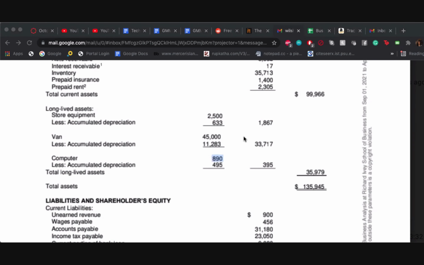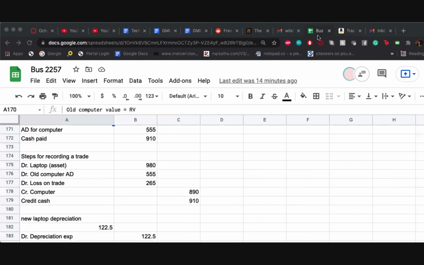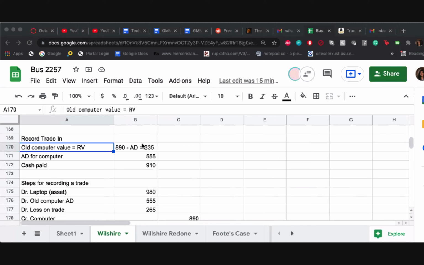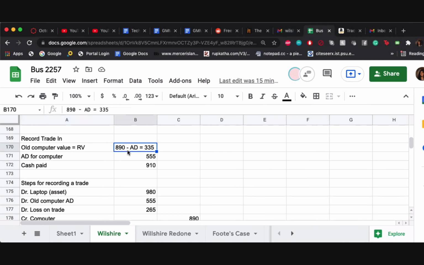Right. So if the value of the computer is 890, then 890 minus your accumulated depreciation needs to equal, at minimum, the residual value. All of your accumulated depreciation subtracted has to leave 335.